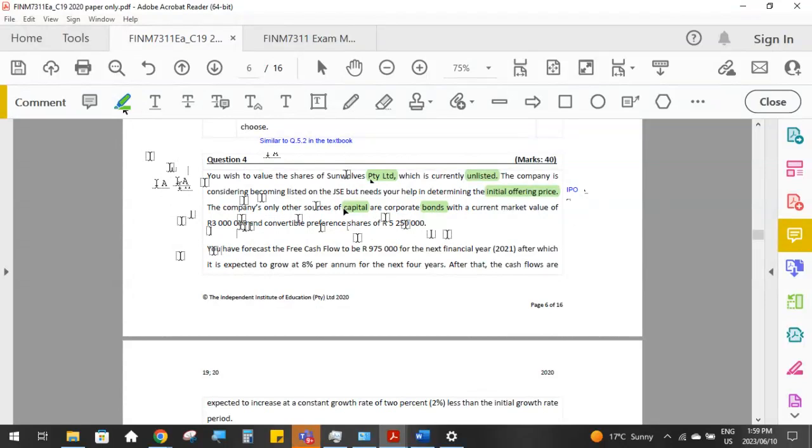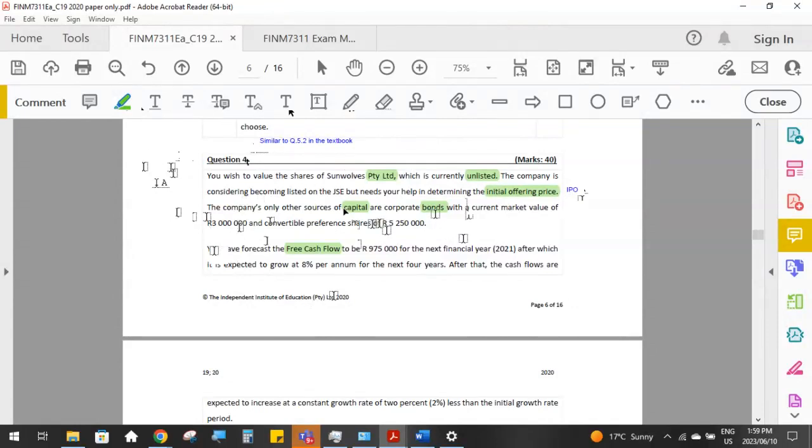So the information that we've got is we have forecasted the free cash flow. So remember the free cash flow, if you go to your textbook with the free cash flow valuation model, it doesn't start on page 134, it starts before that. It starts on page 130. So go and revise on page 130 to the top of page 131 what the definition of a free cash flow is and how we calculate it.